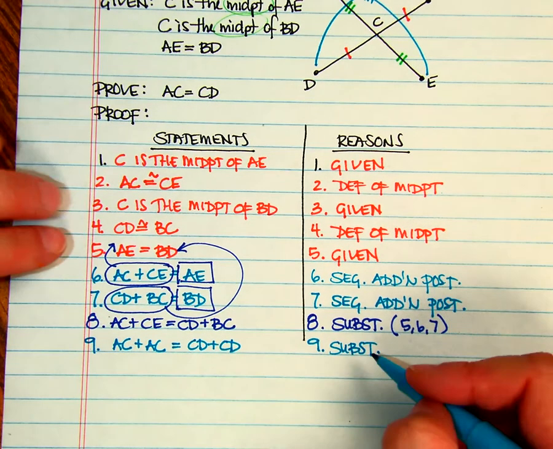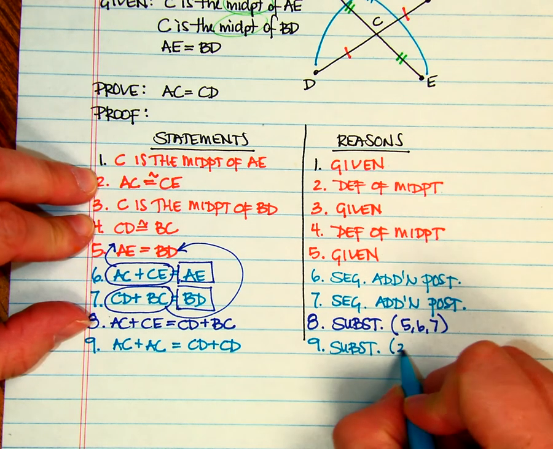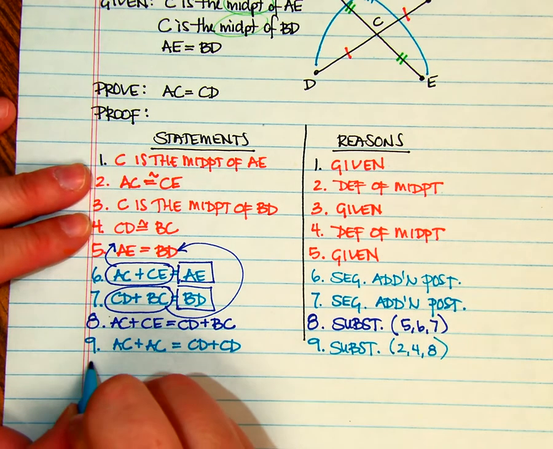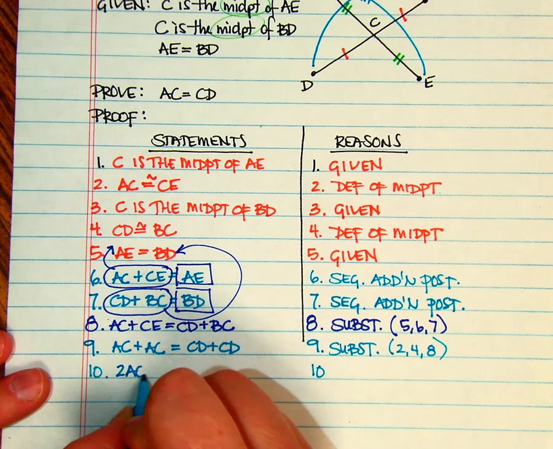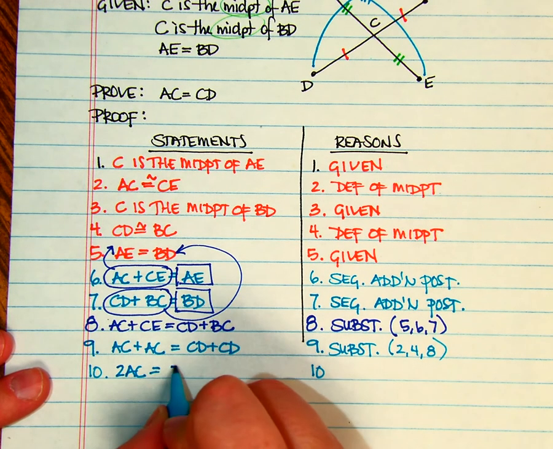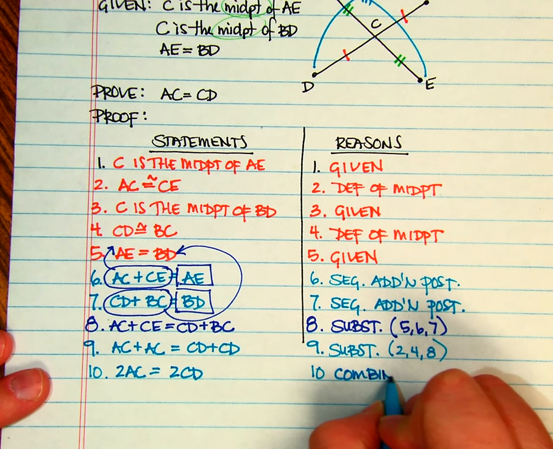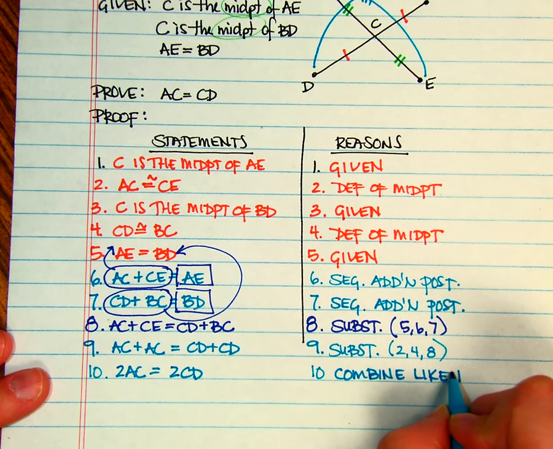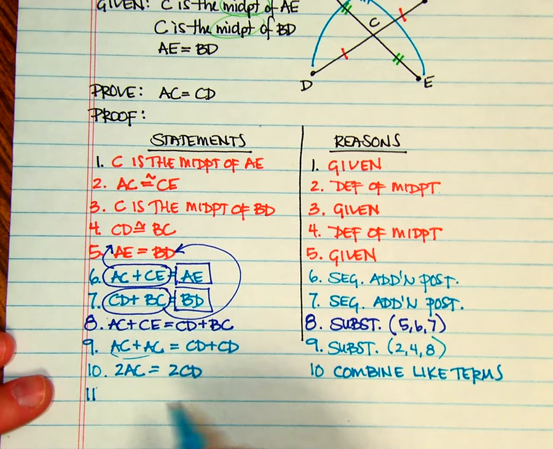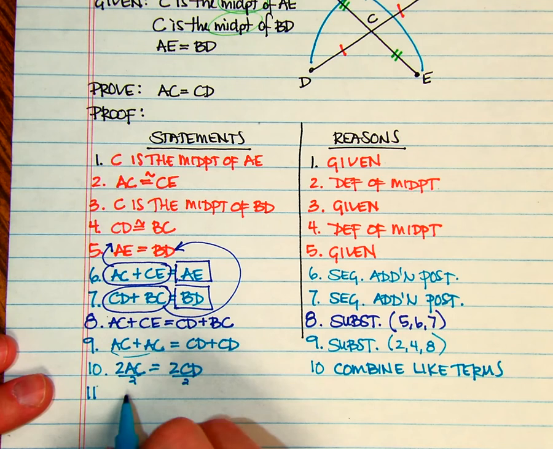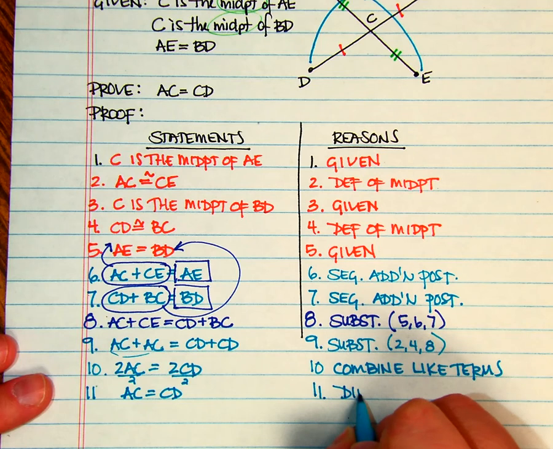This might be a little bit difficult. So I use the idea of 2 and 4 and put it into 8. So I use 2, 4, and 8. Let's see what happens here. So AC plus AC is 2 AC. CD plus CD equals 2 CD. And that would be combining like terms, because I'm just combining them on the same side. Now I'm going to divide both sides by 2. And I get AC equals CD. So that is the division property of equality.